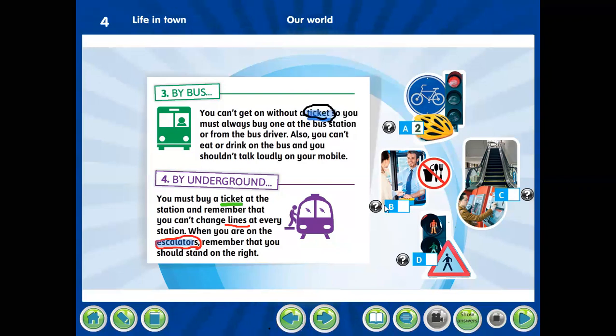Alan, please, picture B. Look at this picture. For what transportation? Underground. Let's see. You must buy a ticket. But it's talking about food. Eat, drink. No, no, Alan, it's the other, please. What transportation is it? On the street? By bus. Yes, because on the bus it says you can't eat or drink. You see? A prohibition.